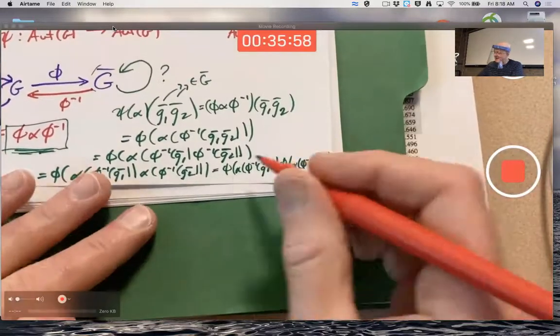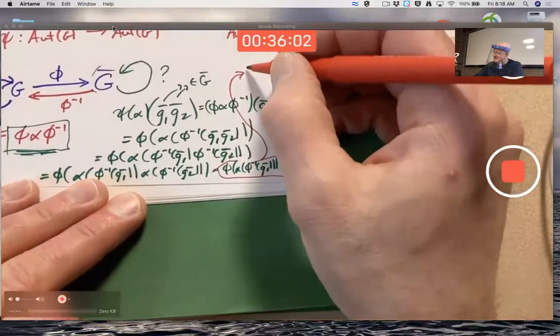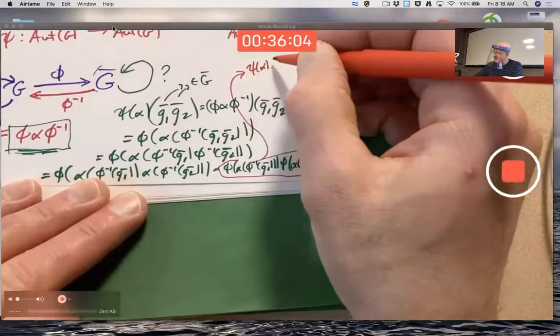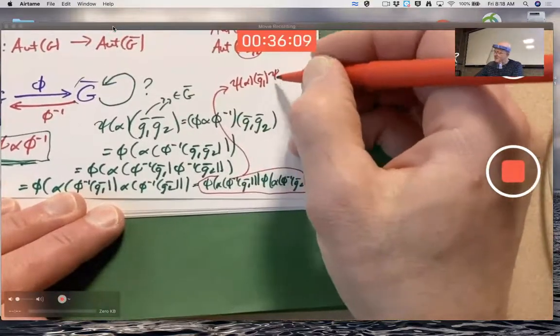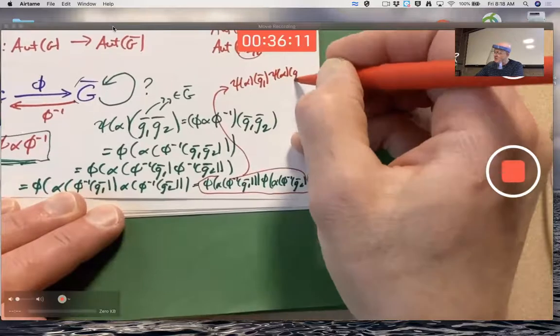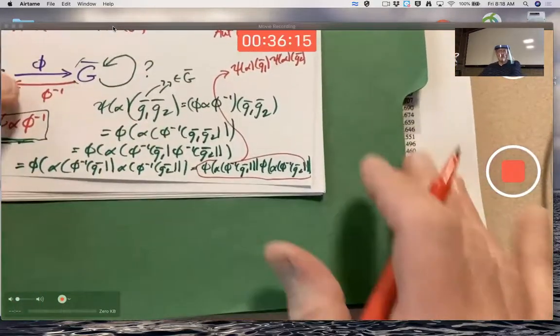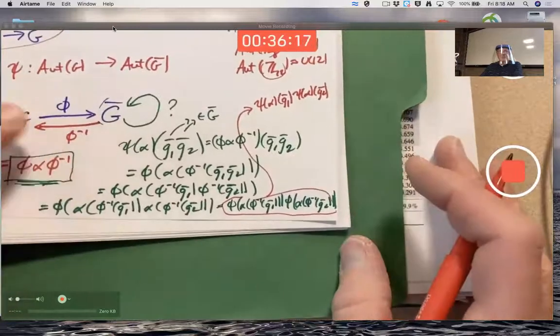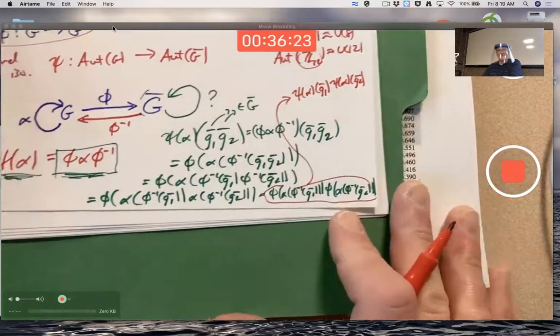Because this whole thing is the same as psi alpha of G1 bar times psi alpha of G2 bar. What fun. By the formula for psi alpha. Isn't that crazy?